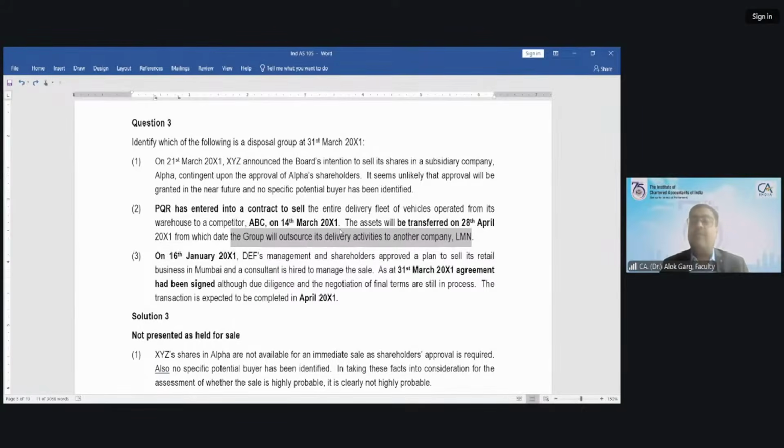And after that, since this group does not have any vehicles, of course all the delivery activity PQR is outsourcing to some other company. Okay, so the last line is just to confuse you or just to test your knowledge, but the first two lines are very much clear. PQR has the ability and intent to sell the asset, right? If the ability would not have been there, PQR would not have entered into a contract. If the intent would not have been there, probably no. Whether PQR management is committed to a plan to sell the asset.